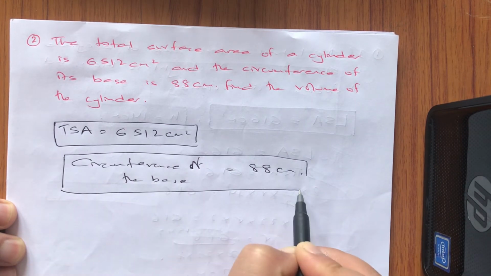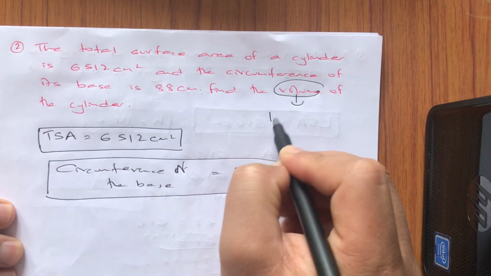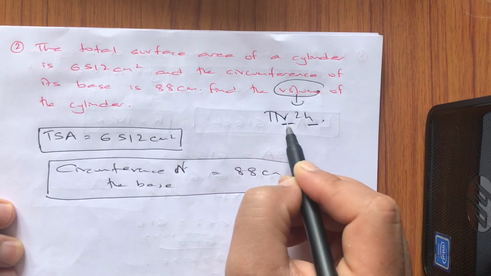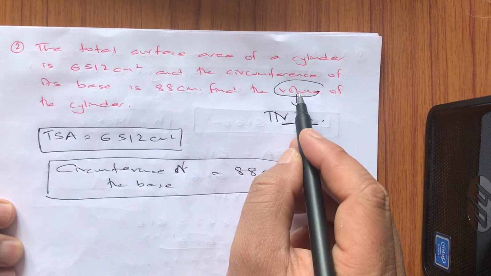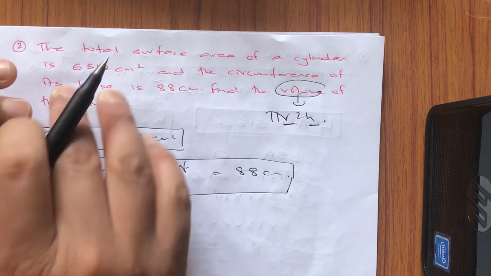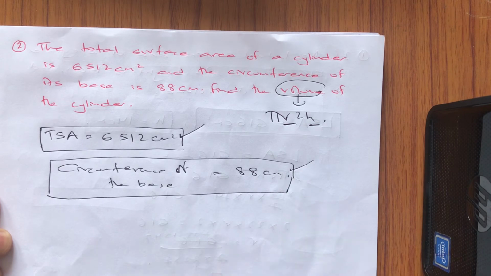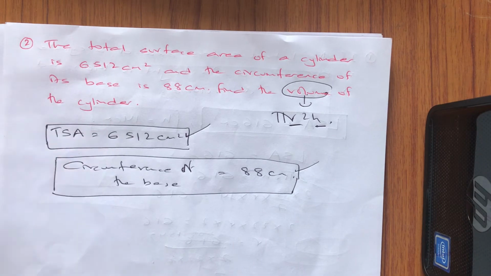Because if I want to find the volume, everyone knows the volume's formula is pi r squared h. So I need my r and I need my h. Only then I'll be able to put the values of r and h in this formula and get my volume. So how do I get my r and h? Because nothing has been given. So I'll use this and this information to get both my r and h. Let's take one at a time. Let's first start with the circumference of the base.